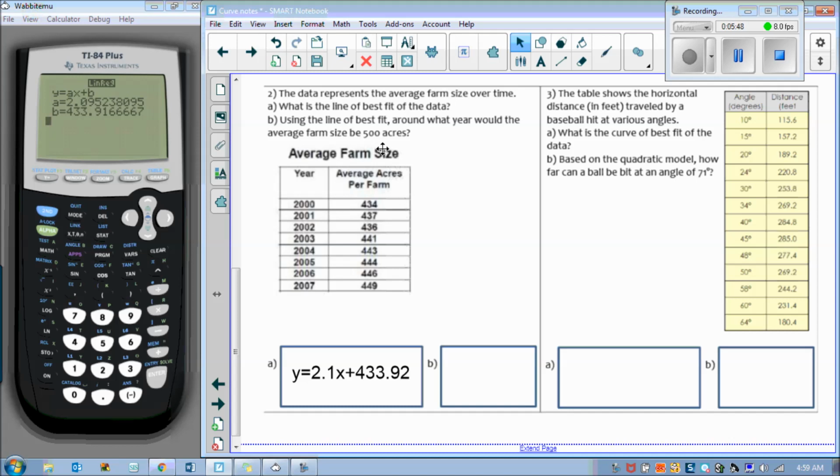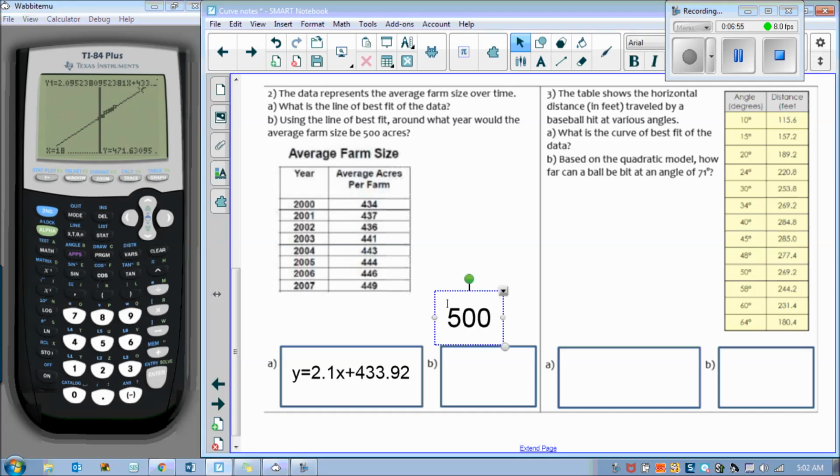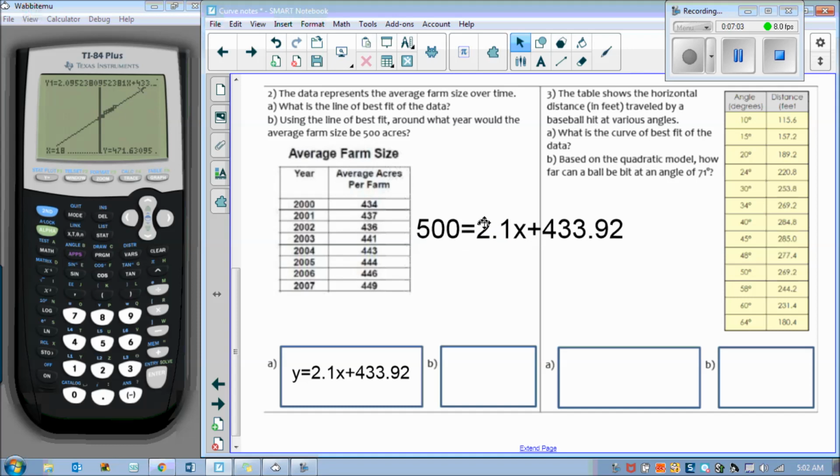And now this one might be easier to just figure out than plugging in 500 acres. But this is asking, using the line, around what year would the average farm size be 500 acres? So this isn't actually asking us to plug in for x now. Actually, we can't really use the calculator function there. So the easier way to do this is basically just solving the equation. 500 equals 2.1x plus 433.92.